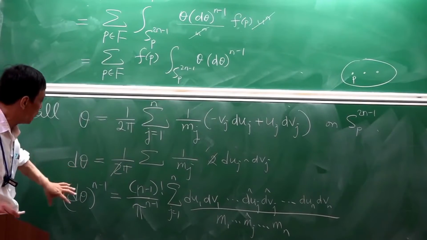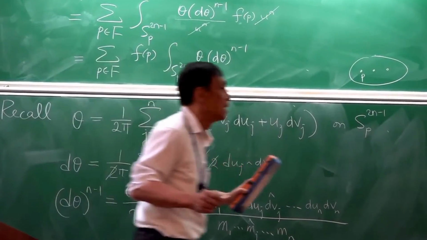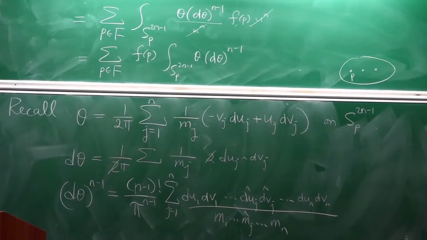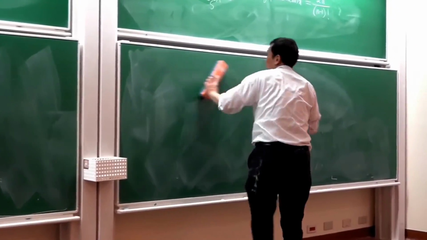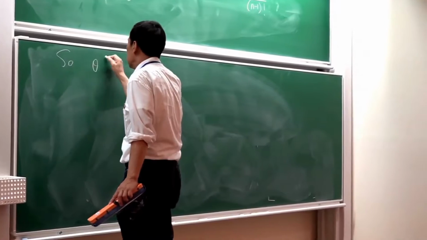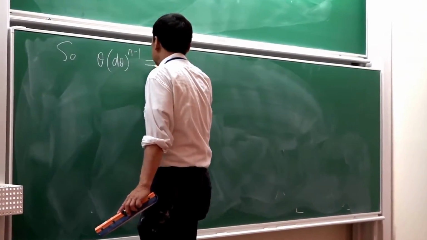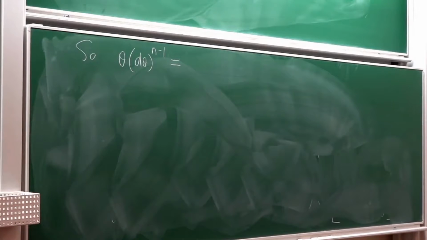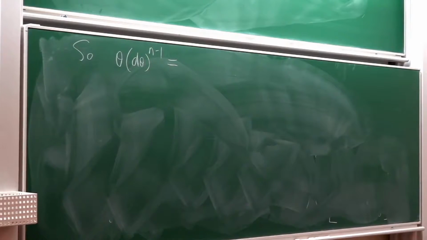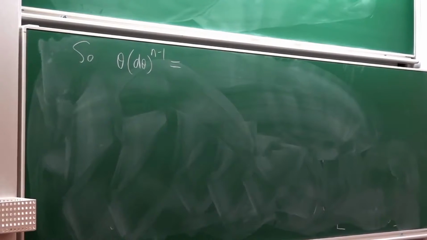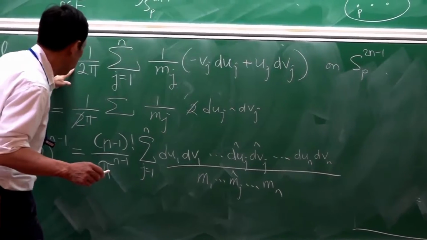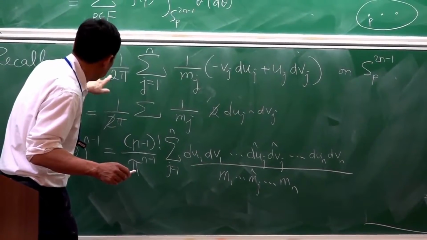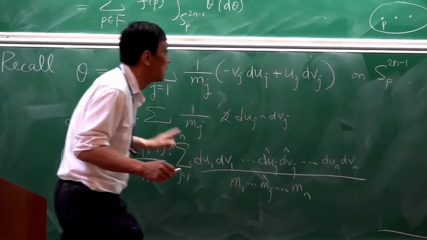Okay, and now I have to multiply this by theta. So theta d theta n minus 1 is equal to, okay? Just a minute, where was the form? Oh, yeah, so here's the formula, and I multiply this by theta. So I'm going to get 1 over 2 times pi to the n.